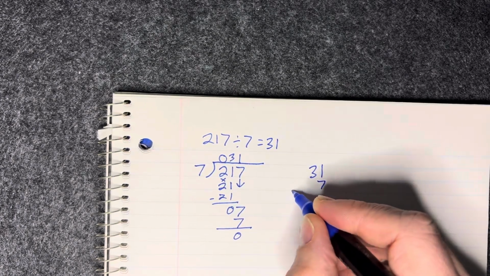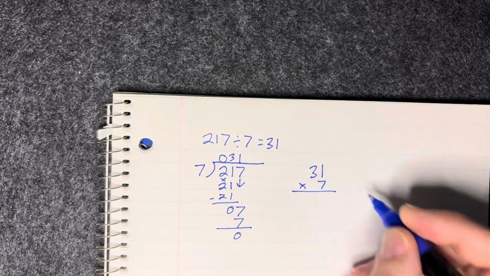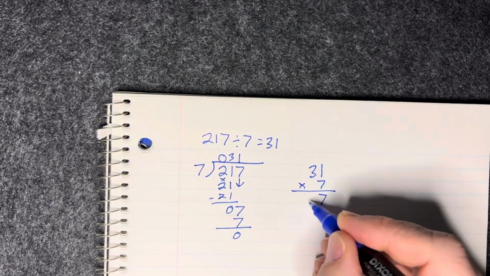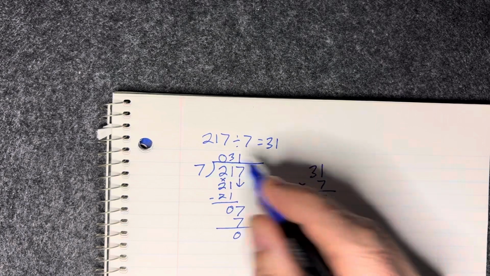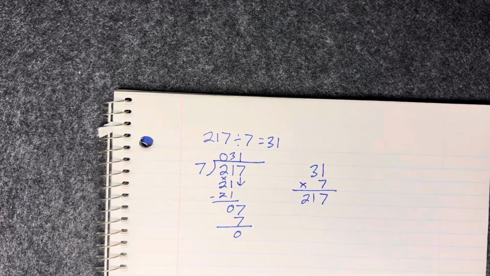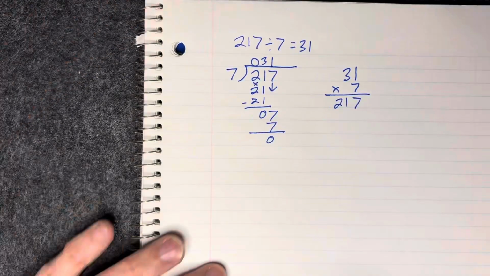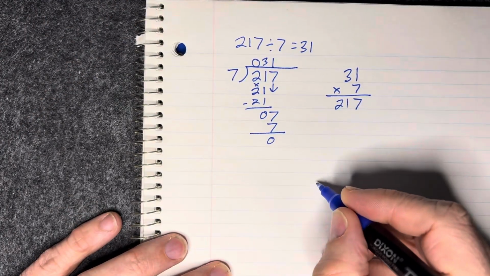This is how you would do the standard algorithm for multiplication. 7 times 1 is 7. 7 times 3 is 21. That's the same answer. Now, if you're looking at doing 31 times 7 using a box method, you break down the number.